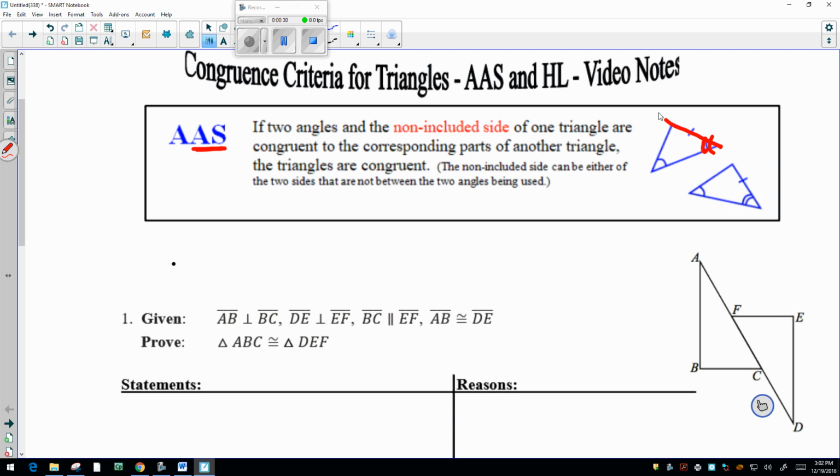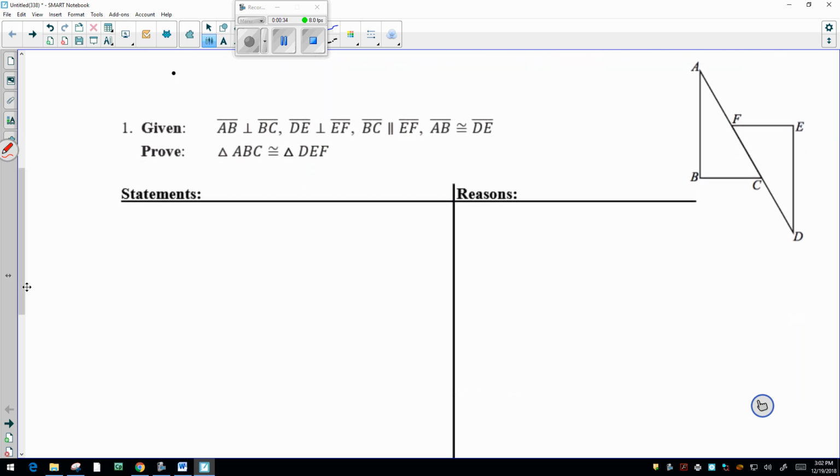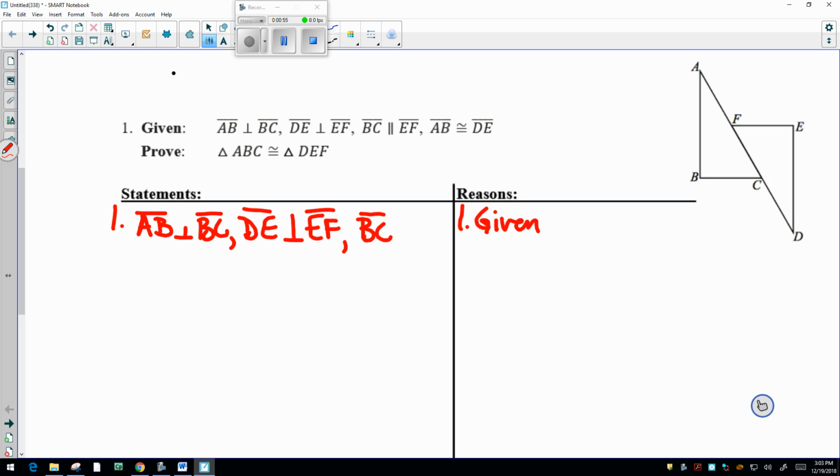Okay, so we're going to try this proof. And as always, we're going to start with our given. Now, they get a lot of givens this time. So we're going to write them all down and keep in mind we probably need to use all of them. So we have AB is perpendicular to BC. We have DE is perpendicular to EF. We have parallel lines. So we have BC is parallel to EF.